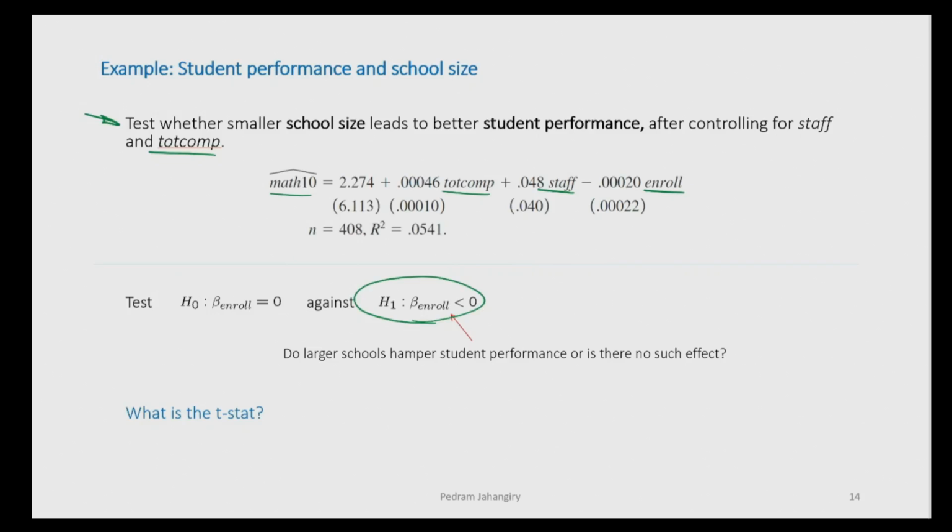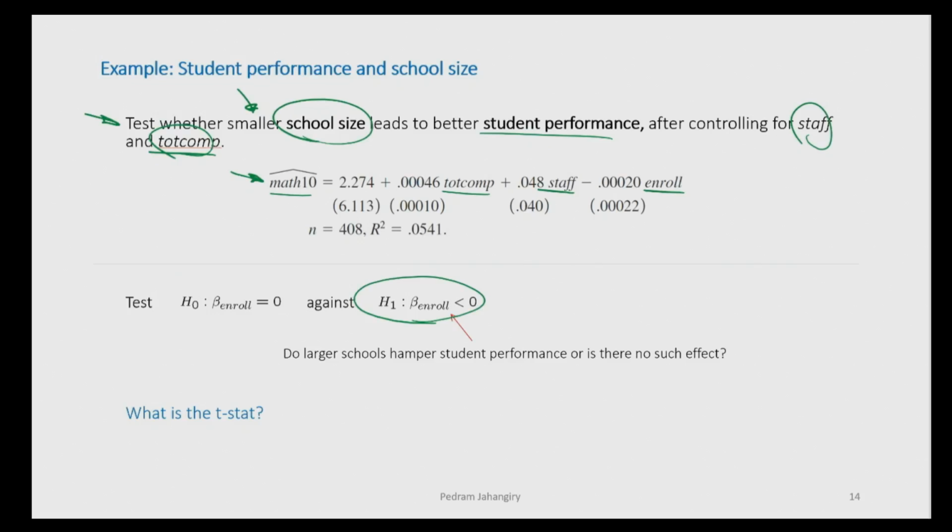Okay, so we are doing this regression, and we want to see if a smaller school size leads to better student performance, right? If you think about public school versus private school, maybe in public schools the classes are 30, 40 students. In private schools, the classes are 5, 6, 10 students, right? We want to do a study of whether a smaller school size will lead to better performance, in this case in their math score, grade 10, after controlling for number of staff and total compensation for the faculty.